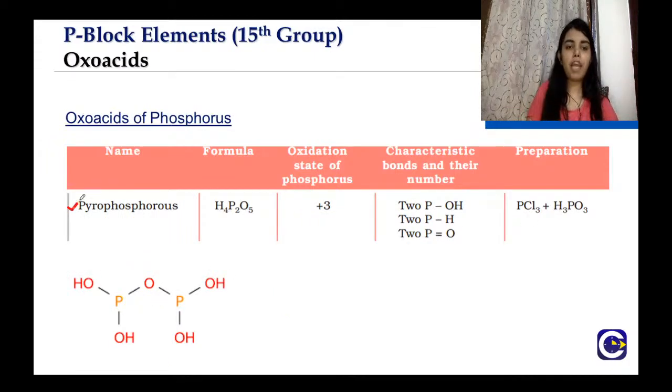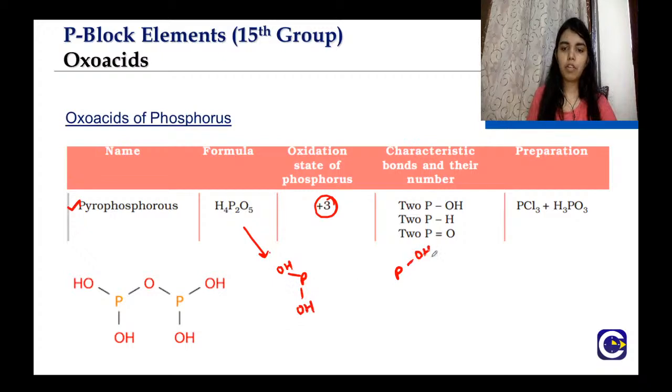Next, coming to pyrophosphorus acid, that is H4P2O5. The oxidation state of phosphorus is +3. Let us draw the structure now. Try to draw the symmetrical structure, right? So here you see phosphorus, phosphorus. Now here no double bond O is present, right? So OH here, OH here, OH here, OH here. Now one oxygen is left, right? So you place it between. When you are drawing the structures, try to make the structure symmetrical, right?